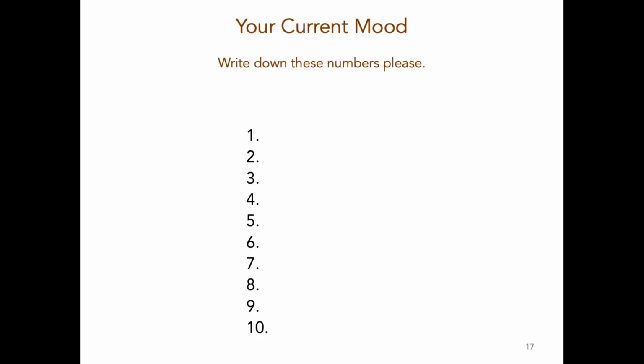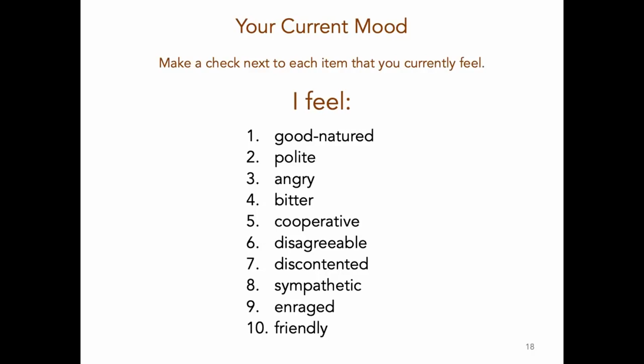Okay, so on a piece of paper, please write down 10 numbers, and then I'm going to ask you to make check marks. I'll just pause the lecture now, and you can write these down. Okay, so pause. Okay, you're back. Now, you can make a check next to each of these items that you currently feel. So pause the lecture again now and check next to each item. Okay, you're back. And you have a certain number of checks. Okay, we'll come back to that.